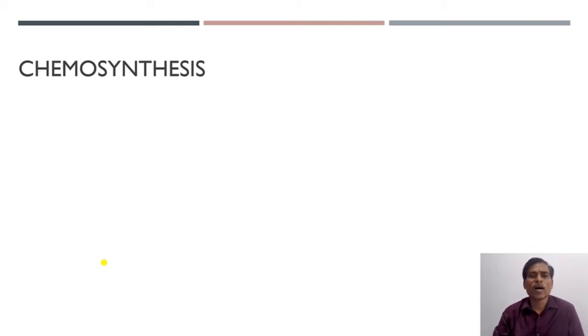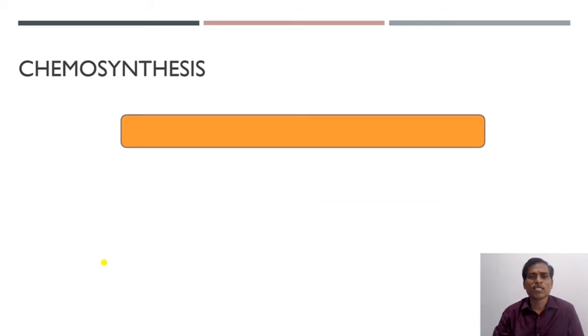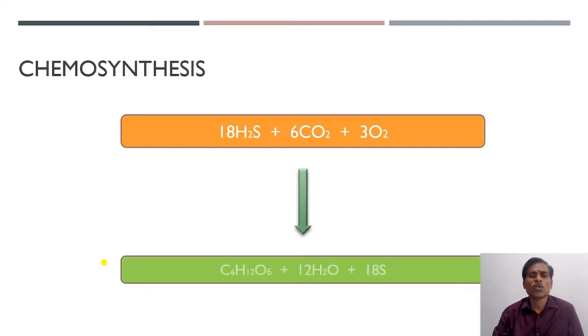Now we will see the equation of chemosynthesis: 18 H2S molecules plus 6 carbon dioxide molecules plus 3 oxygen molecules combine and form glucose, C6H12O6, and 12 water molecules plus 18 sulfur molecules. Here sulfur is generated instead of oxygen. This is the equation for chemosynthesis.